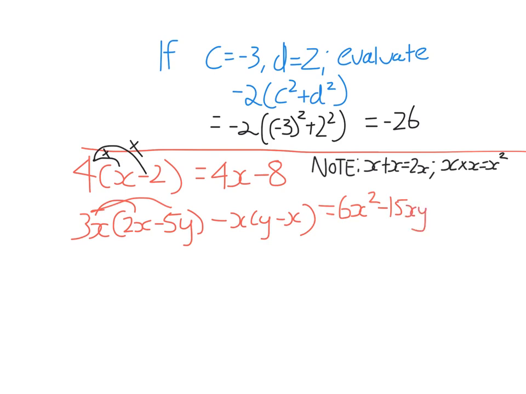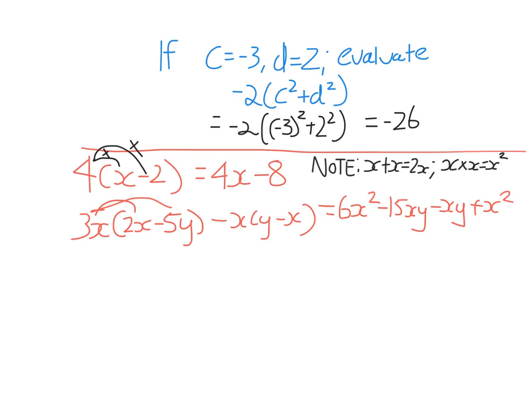Now expanding the second bracket, this is not an x out the front, it's a negative x. So I times negative x by y, that's a negative times a positive. Negative times positive gives you a negative. Now I have negative x times negative x. Negative times negative is a positive, and as I said before, x times x is x squared. So this is what we have from expanding the brackets.